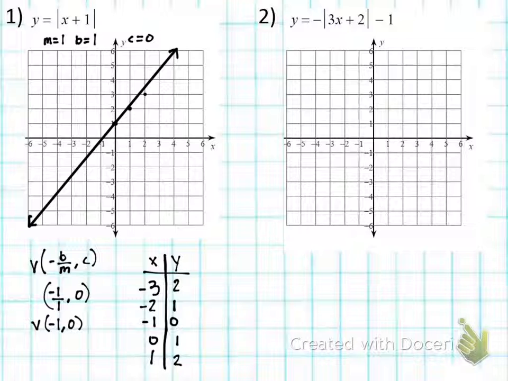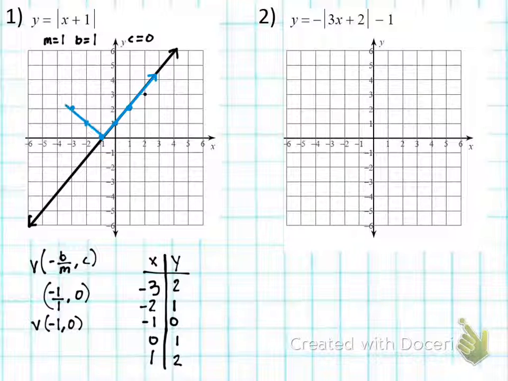And I'm going to graph with a different color so you can see the difference. So, plotting my points, now we have negative 3, 2; negative 2, 1; negative 1, 0; 0, 1; and 1, 2. And I'm going to graph my line. And you're going to notice something here. This is a different color, by the way.